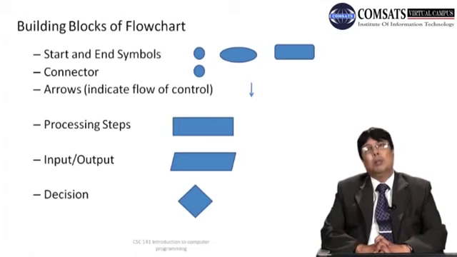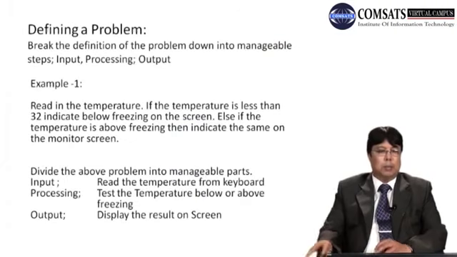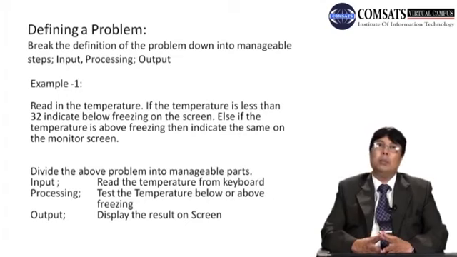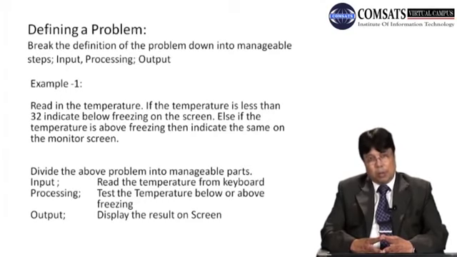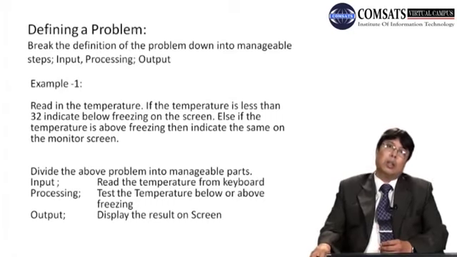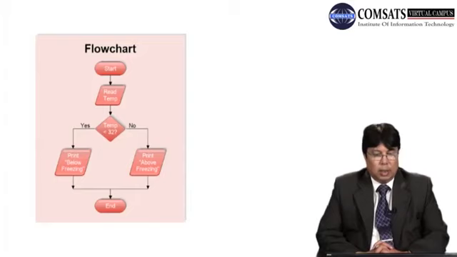So with this brief introduction of the symbols, let us take the same example which we practiced a few minutes back. If it is the same problem, then obviously we would like to have the same definition, same input: read the temperature from keyboard; processing: test the temperature, level of temperature; output: display the result on screen. Okay, this is your first flowchart.